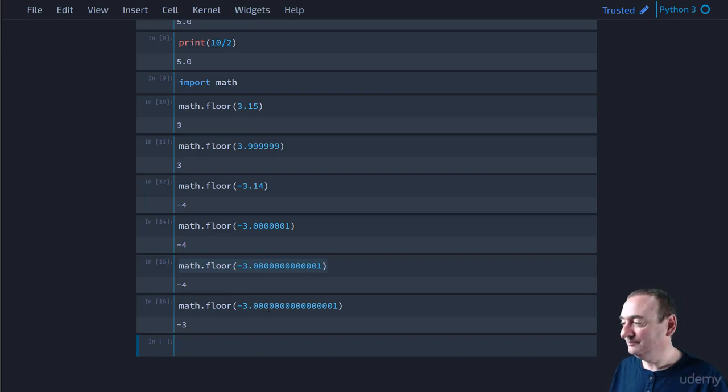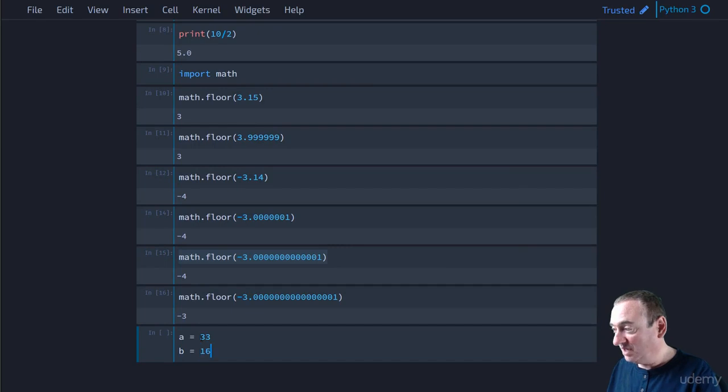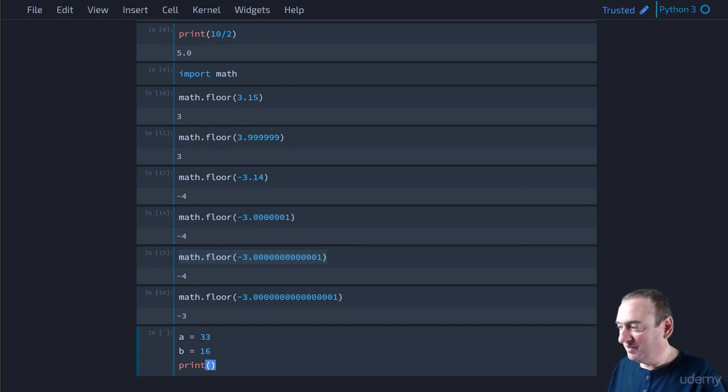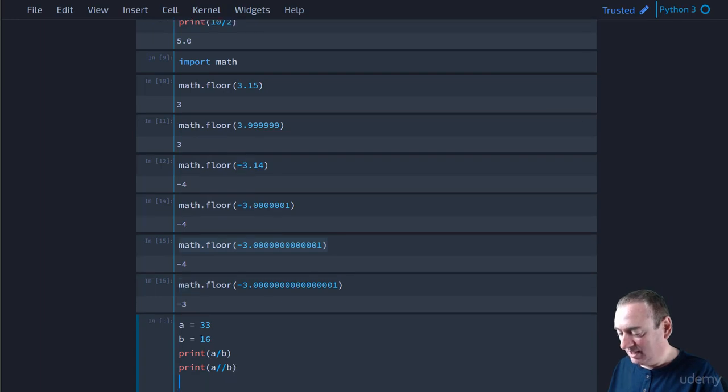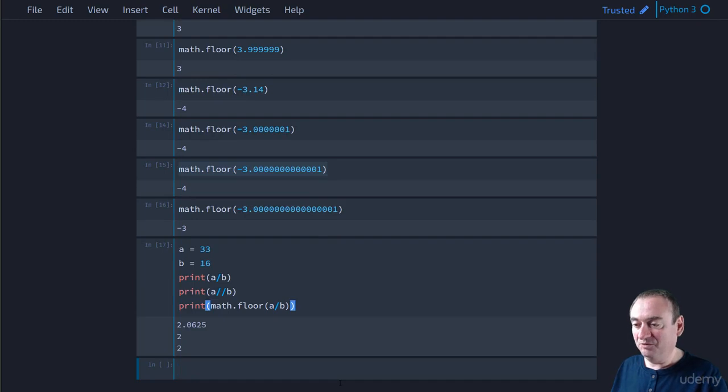Okay. So now let's look at the floor division operator. So let's take a look at an example. Let's take a equal to 33, b equal to 16. And we're going to print a divided by b. Okay. We're going to print a div b. And we're going to print the floor of a divided by b, right? Which should be equal to a div b. That's the definition. So let's see what results we get.